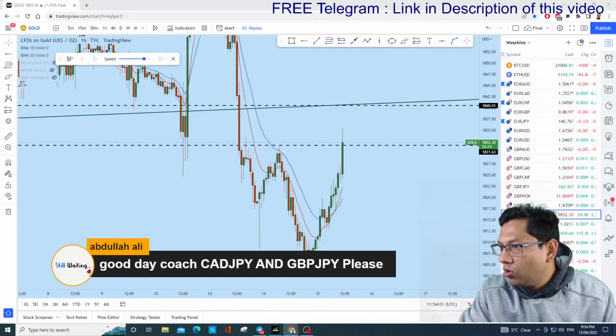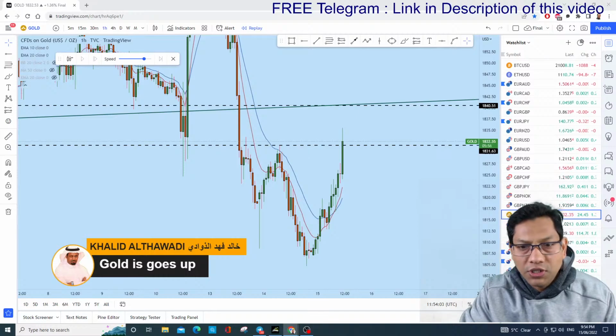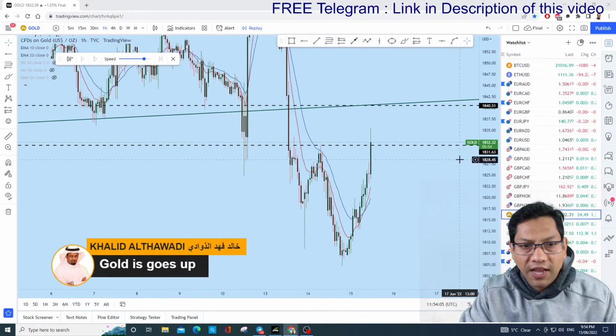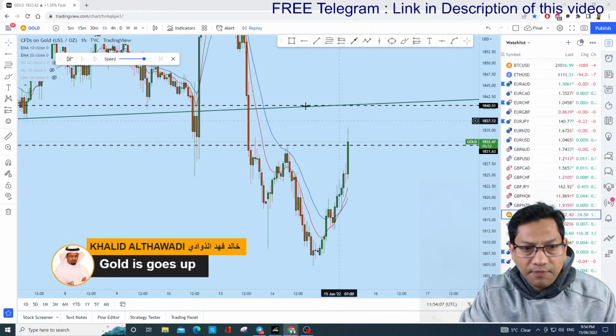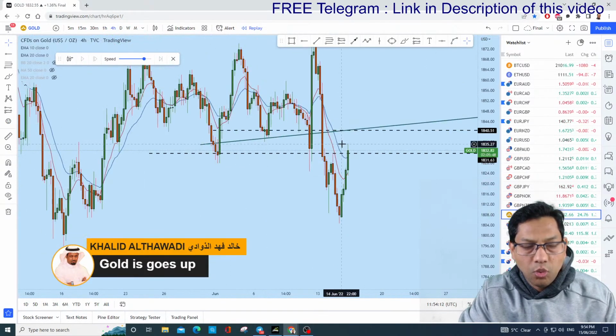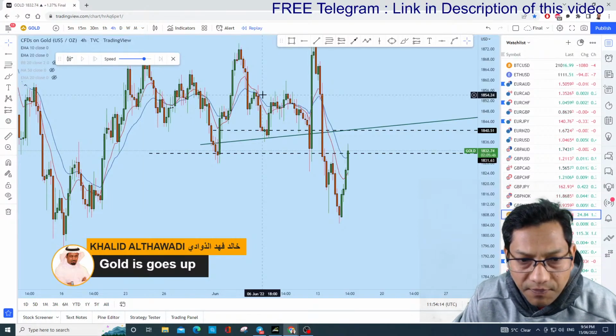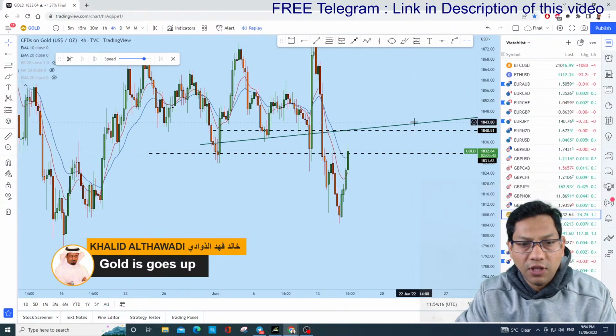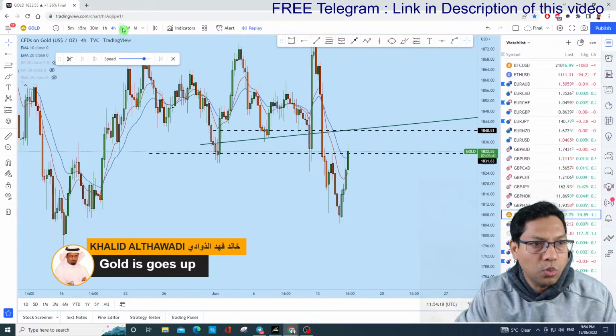Khalid, gold is going up. Yep, gold is going up. Let's see what happens, but I think we might see a little bit of retracement. We'll look at it. As long as we see proper price action confirmation, only then will we be trading, otherwise we'll just be watching.